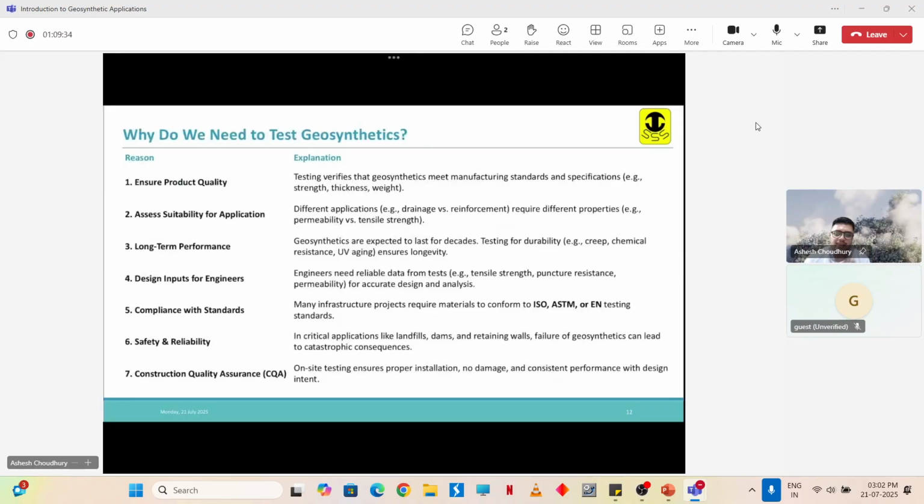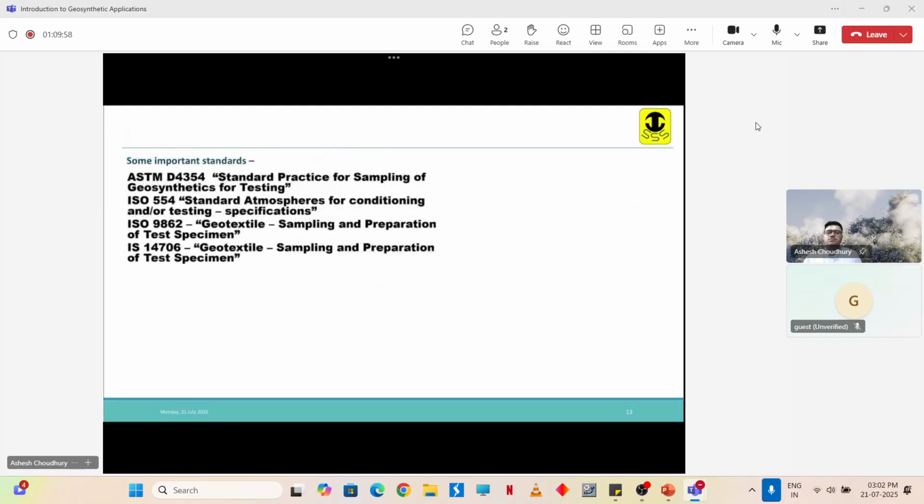Okay, and then you have the construction quality assurance, CQA. So on site also you need to test whether there is proper installation, there is no damage, and consistent performance is being established with the design. Okay, that also you need to. So these are the basic reasons why we need to test geosynthetics.